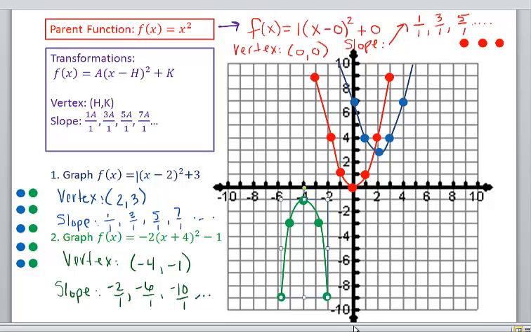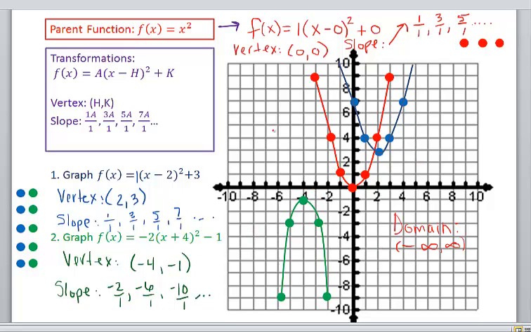So in summary, what I always want to do is take a look at my vertex first, which will be the opposite of what's inside the parentheses, comma, what's outside. Then my slope, I want to remember 1, 3, 5, 7. Those are all over 1. And I'm going to multiply that by whatever value is out front of those parentheses. I'll connect them with a U. My domain for any quadratic is always negative infinity to infinity.